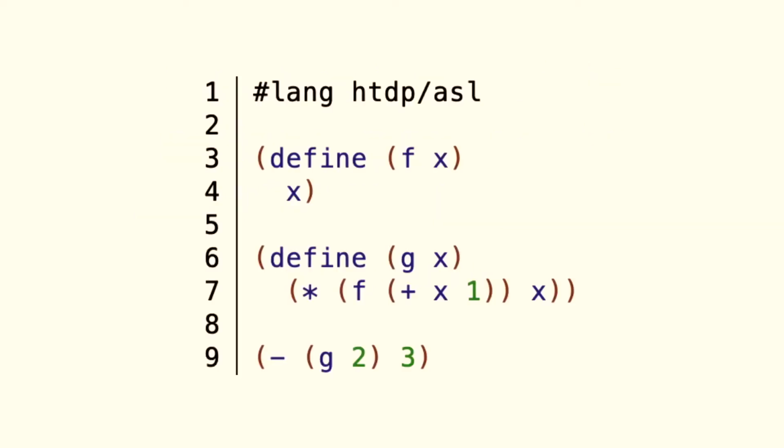So this is a program written in the HtDP language. It only contains two function definitions and one expression. The interesting thing is the second function calls the first function, and they both define a variable x. So to reason about this program, you need to think about how bindings are managed behind the scenes.